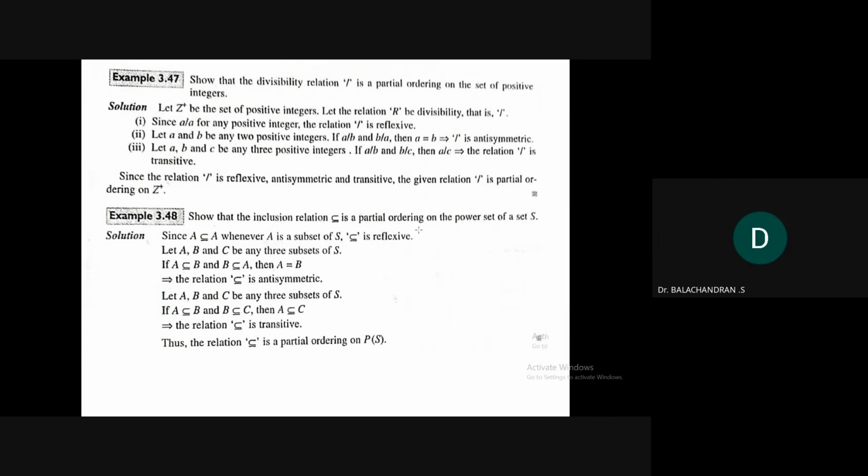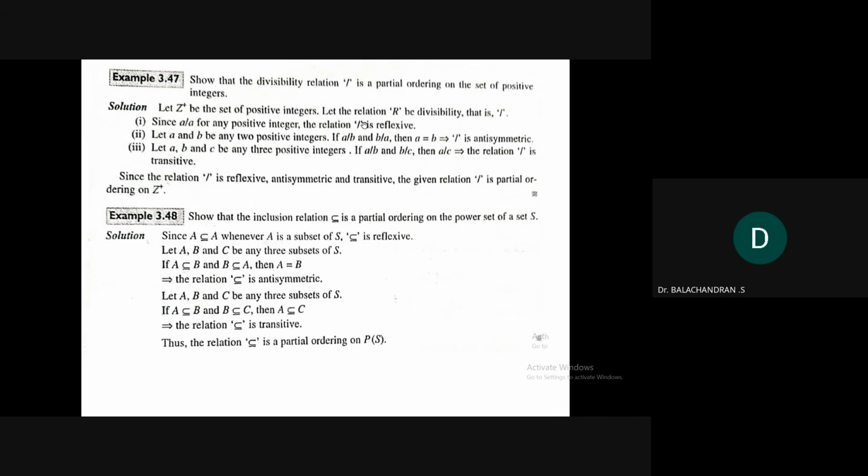So second problem, show that the divisibility relation, this is actually the vertical bar, divisibility, is a partial ordering on the set of positive integers. So here the set is Z plus, the set of positive integers, and the relation is divides. We know that a divides a for any positive integer. If you take any element from Z plus, that element divides the same element again. So a divides a is true for every a in Z plus. So that's why divides is reflexive.